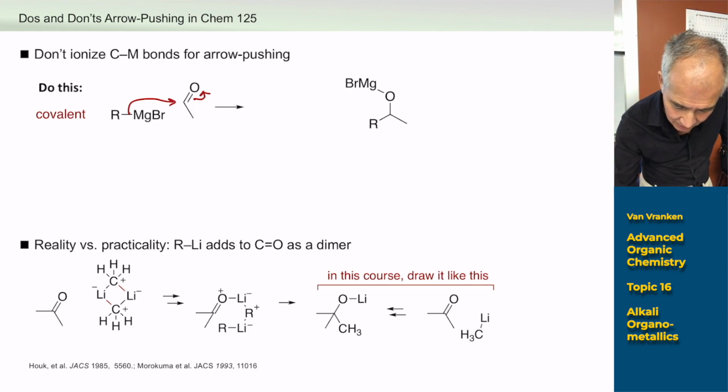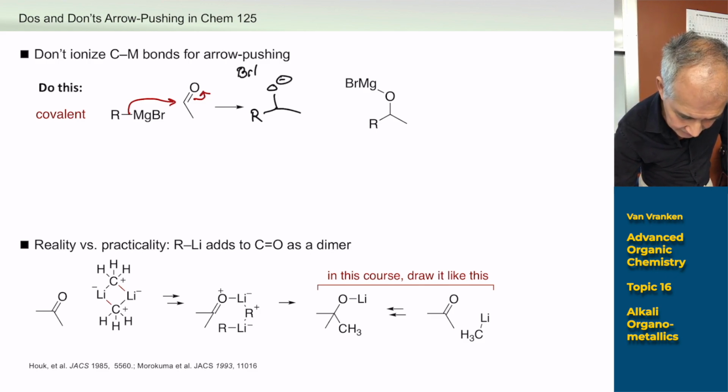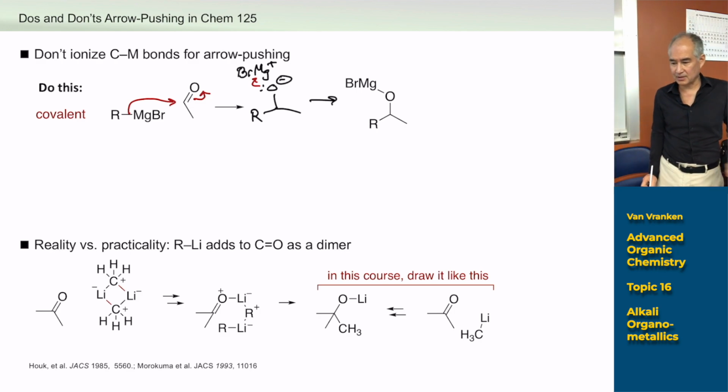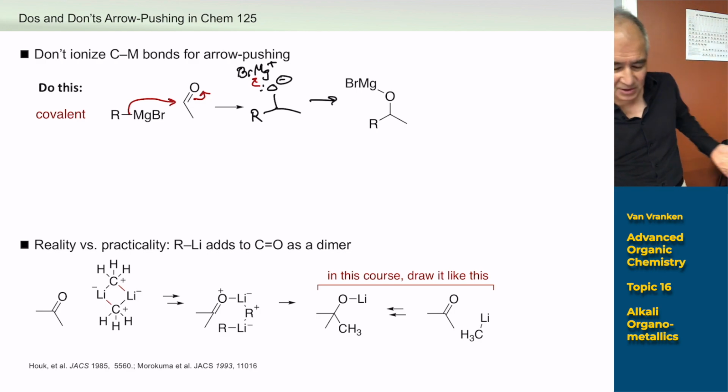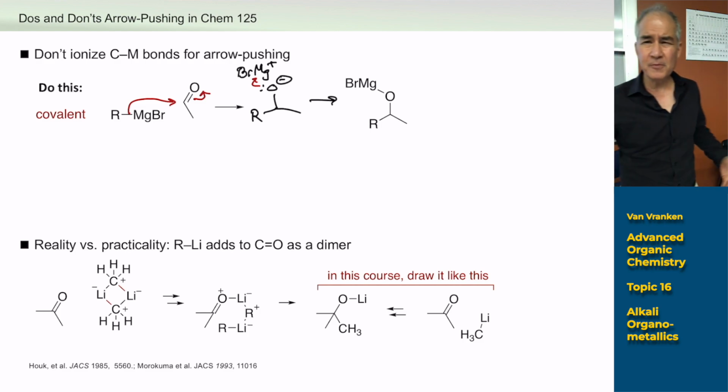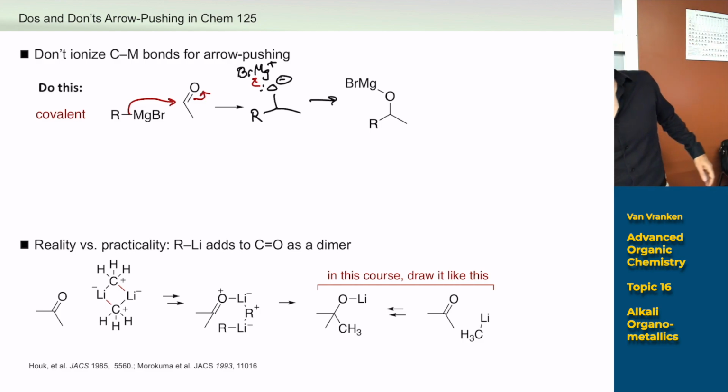So in this case, our next structure would be, this is the way we should continue to push arrows in this class, I hope. We'll have this bromomagnesium cation floating around. So you get the idea. This is the way I want you to push arrows in this class, hopefully the way you've been pushing them. That's the way we've been representing reactions of Grignard reagents and organolithium reagents with carbonyl compounds.